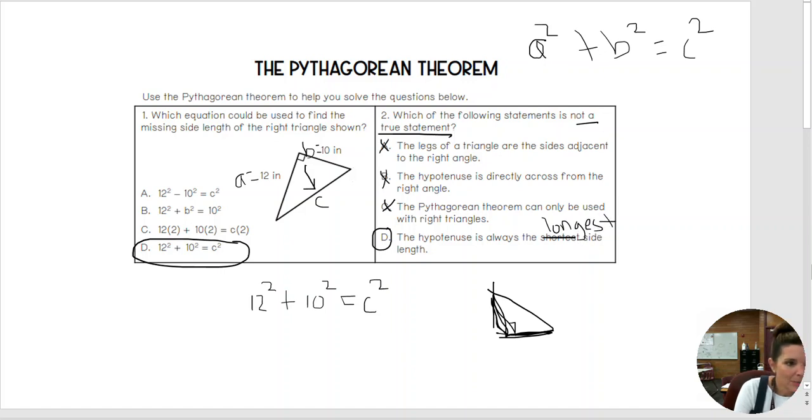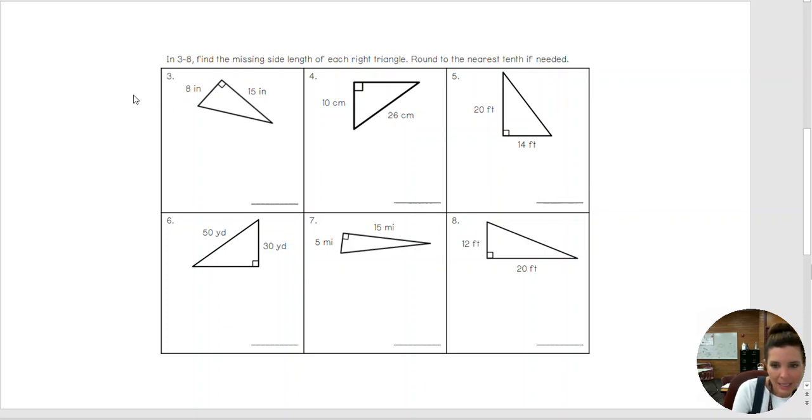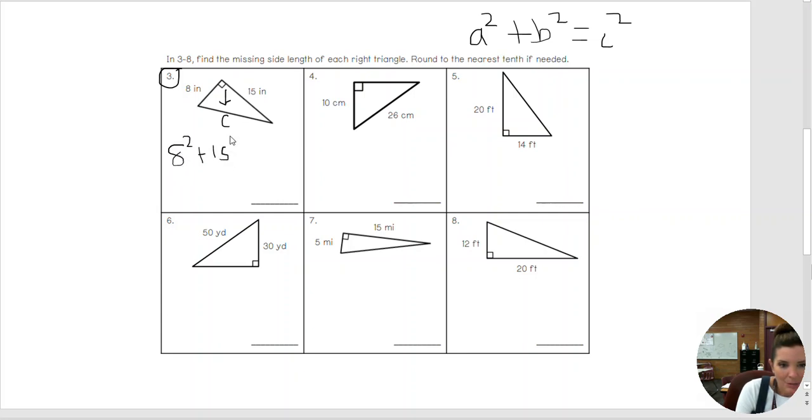Okay, so let's look at a couple of other questions together. Let's go ahead and do number 3. It says, find the missing side length of each right triangle. Because these are all right triangles, we know that to find the missing side length, we can use the Pythagorean theorem. The side directly across from the right angle is side C. Side A is 8, so we're going to say 8 squared. Side B is 15, so we're going to do 15 squared equals C squared.